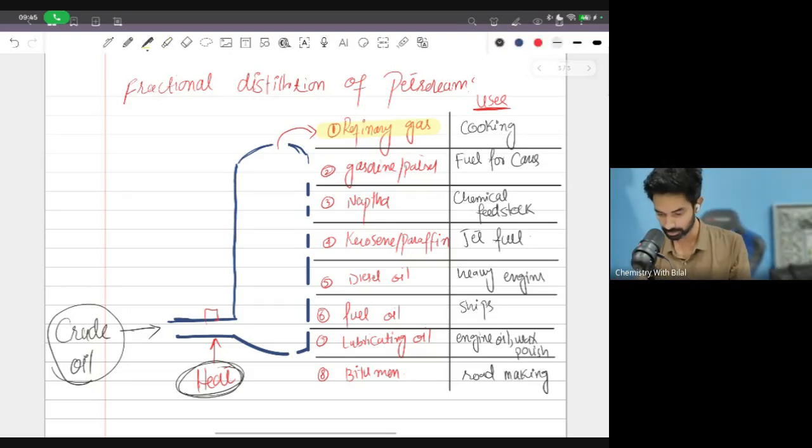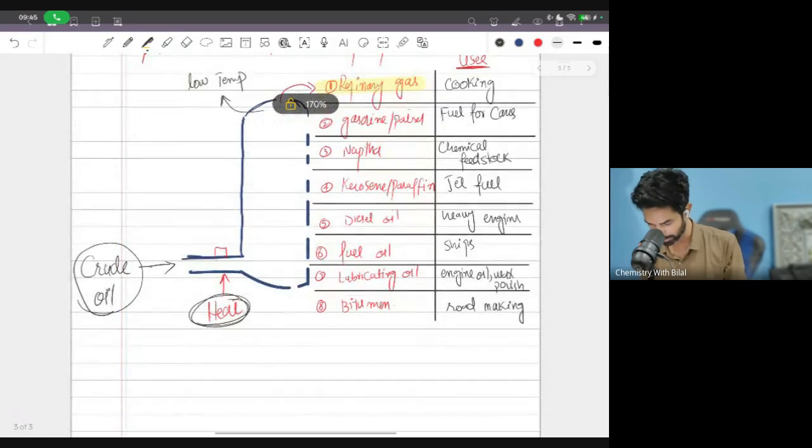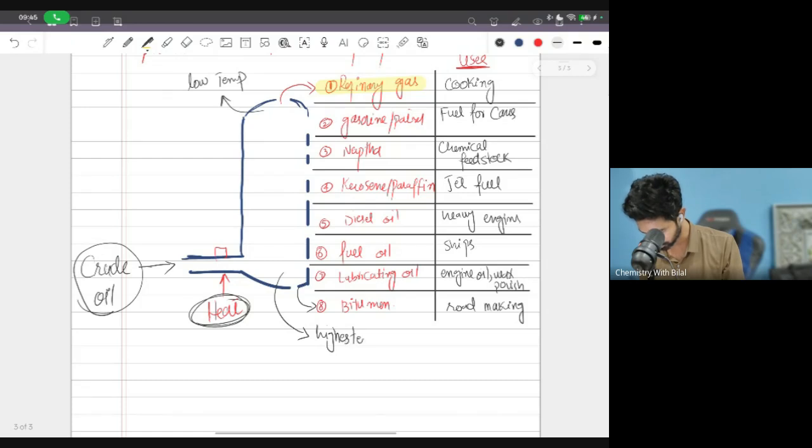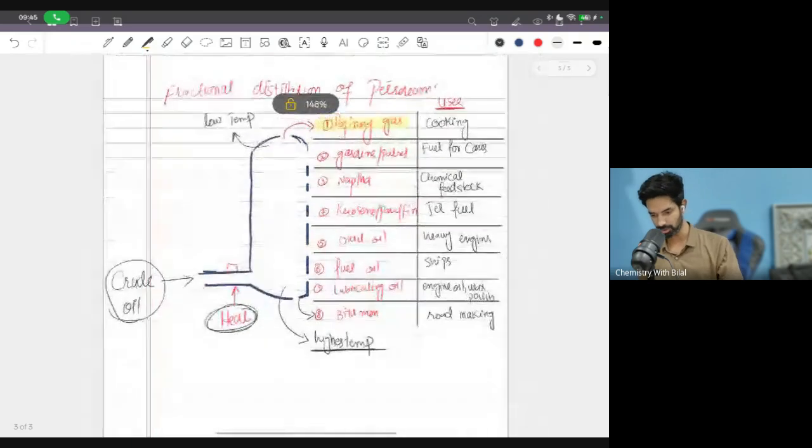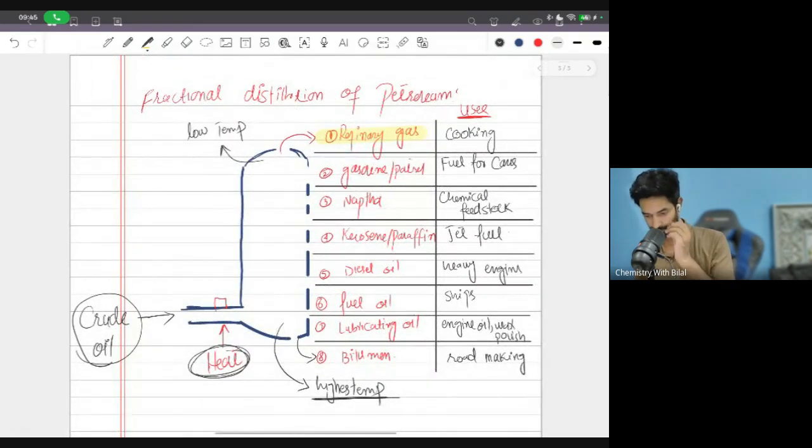So इसका मतलब ये है कि the column, यहाँ पे top of column must have low temperature, सबसे low temperature यहाँ होगा, and this would have the highest boiling point, which is bitumen. So bottom of the column must have the high temperature, in fact the highest temperature, right? Now each fraction based on its boiling point is separated from the mixture of hydrocarbon called crude oil, and we can use each fraction for its specific purpose.